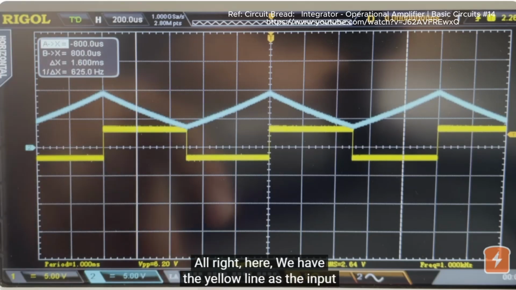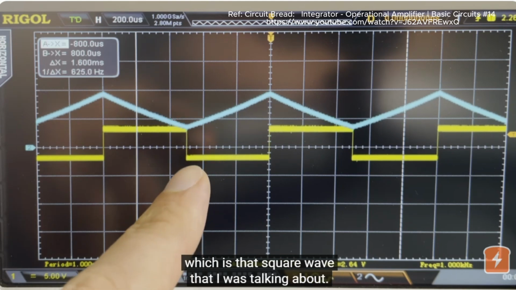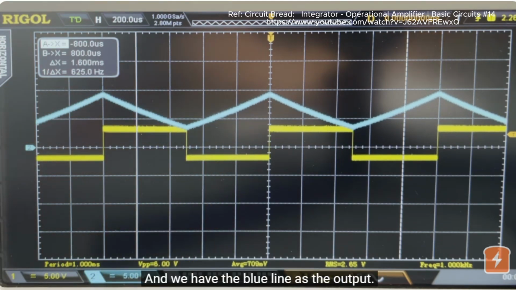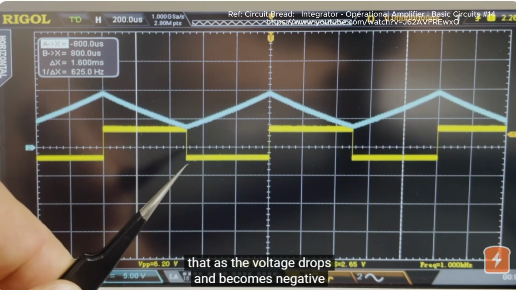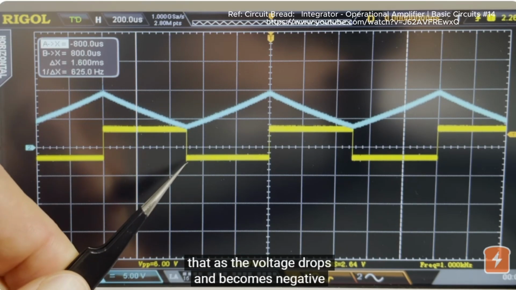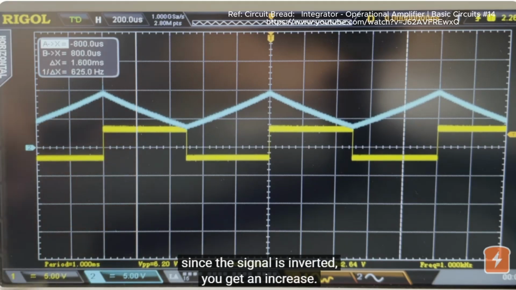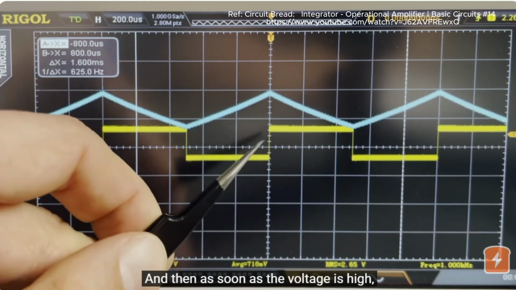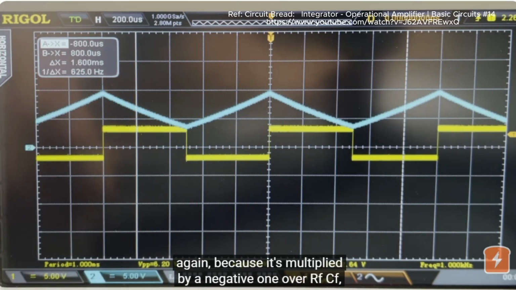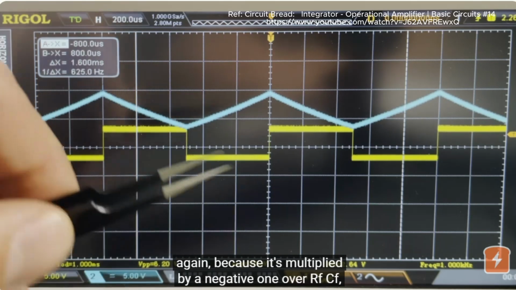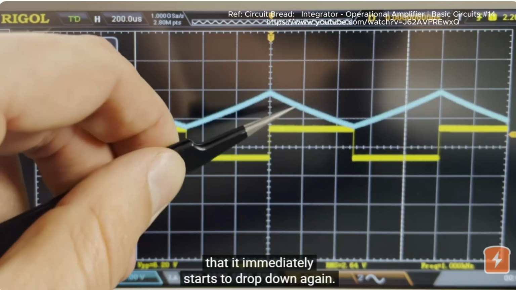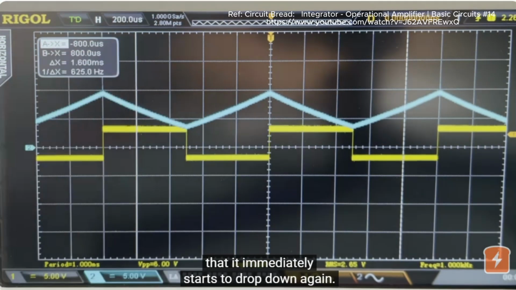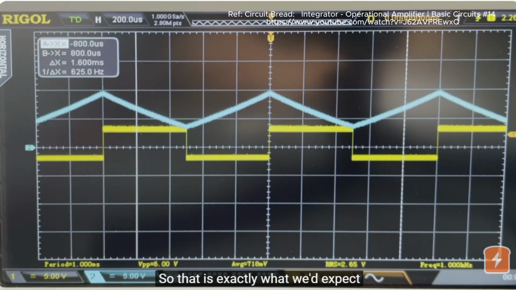All right, here we have the yellow line as the input, which is that square wave that I was talking about, and we have the blue line as the output. You can see very easily that as the voltage drops and becomes negative, since the signal is inverted, you get an increase, and then as soon as the voltage is high again, because it's multiplied by a negative 1 over RFCF, it immediately starts to drop down again. So that is exactly what we'd expect on the output with this square wave.